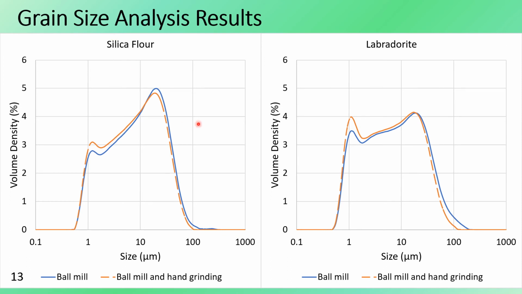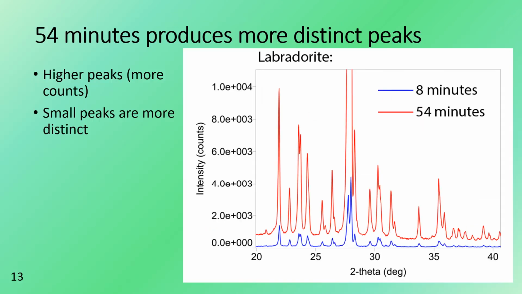So as you can see, there are 2 key differences after adding hand grinding: the decrease in the amount of larger grains and the increase in the amount of smaller grains. And you can see sort of this systematic shift in the curve to the right with the addition of hand grinding for both of these samples.